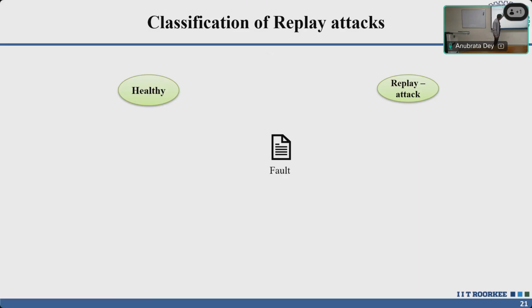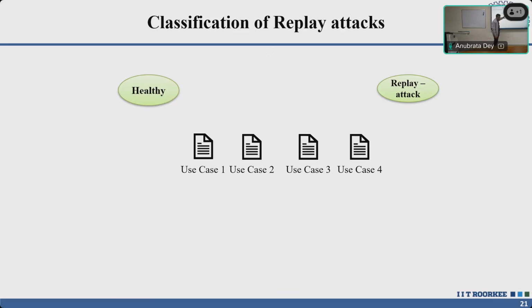Fault also comes under the healthy part, because here our concern is just to differentiate between the normal or fault condition and the attack condition. That's why. And for replay attack, you can consider a number of scenarios. Here I have shown 4 cases. You can consider n number of cases, and all those cases come under this part.